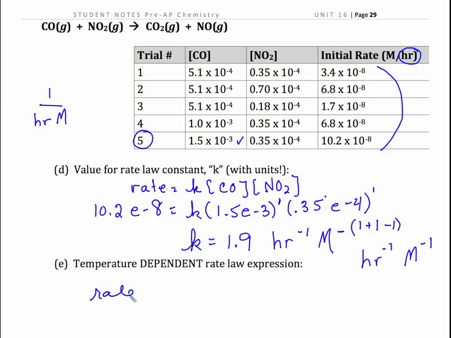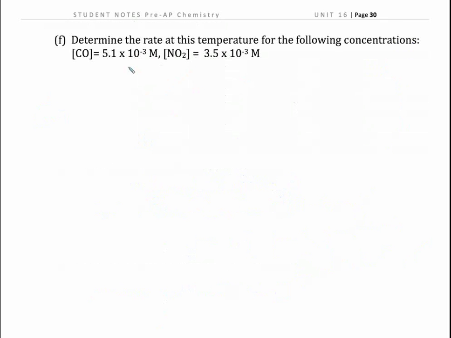So our temperature dependent rate law would be rate is equal to 1.9 times CO times NO2. Rate law expressions don't have molarities plugged in. When you see the word expression, it means a symbolic representation of that. So that is another one of these. We could go on and plug in values here into that rate law. We know K now. If you plug those values in, I'd like you to try that. You'll get 3.4 times 10 to the minus 5th.